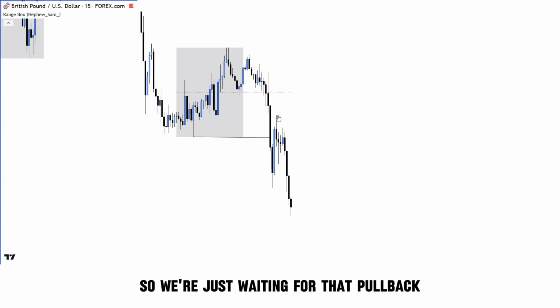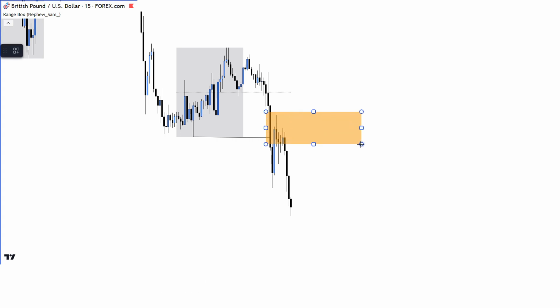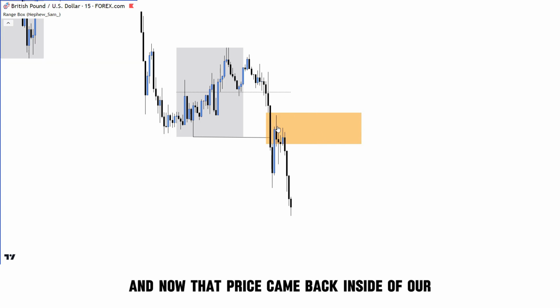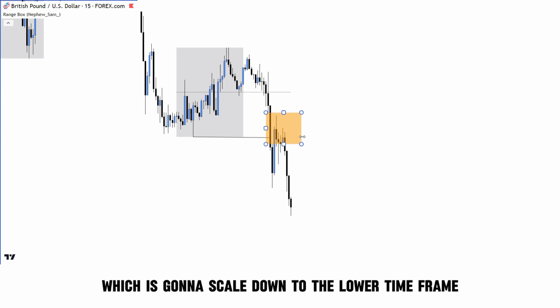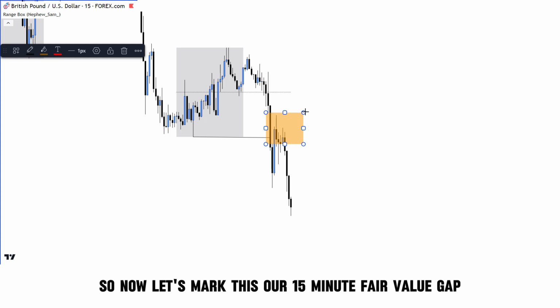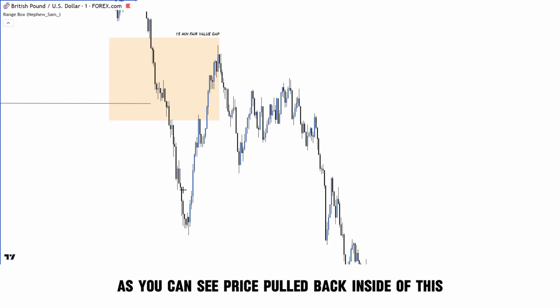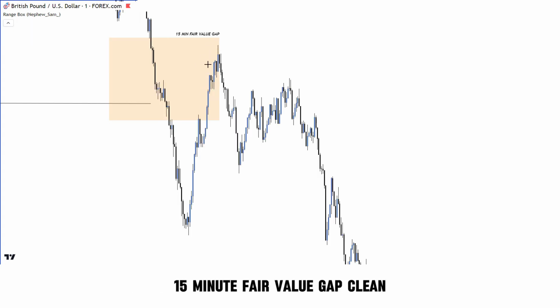So we're just waiting for that pullback, and then we see a fair value gap right here, clean on the 15 minutes perfectly. And now that price came back inside of our fair value gap, we're just gonna scale down to the lower time frame. So now let's mark this our 15-minute fair value gap. Now let's scale down to the 3 or the 1 minute, whichever will show us the correct price action. And as you can see, price pulled back inside of this 15-minute fair value gap, clean.